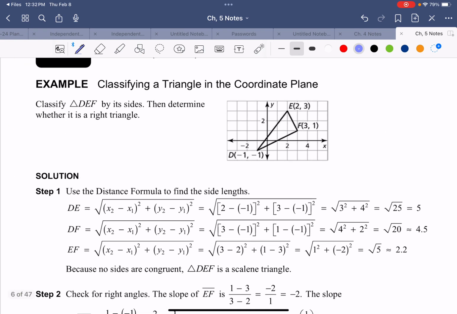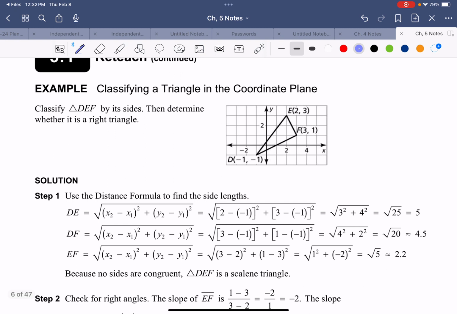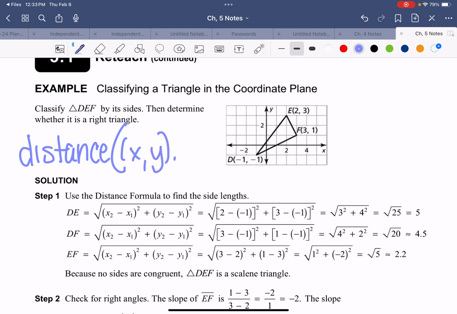Now, let's classify this triangle in the coordinate plane. Remember, in Desmos, you can do distance and then put in your two coordinates, x comma y, comma x1, comma y1, and it will give you the answer right here. All you have to do is put in the 2 points. So let's do D, -1, and then E, 2 comma 3, and you could find the length from D to E, and it'll spit out a 5.